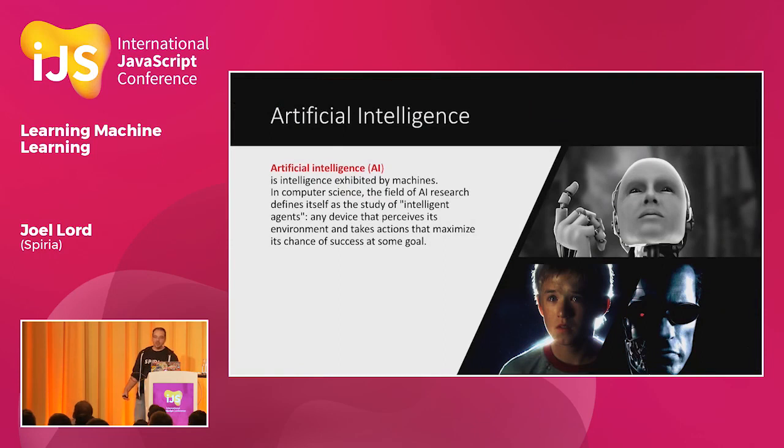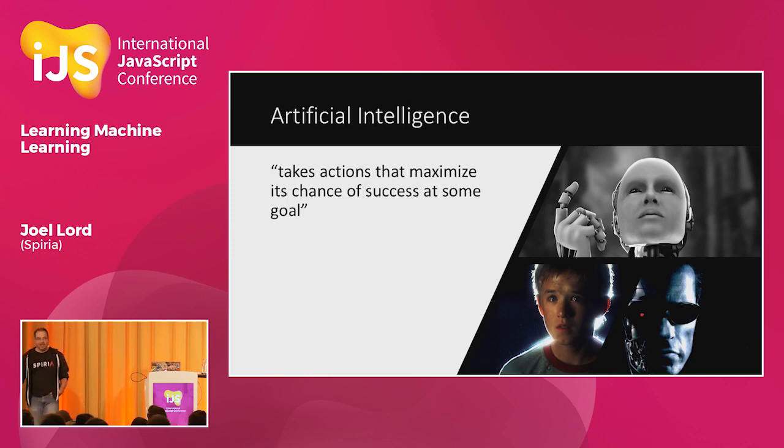Seriously though, what is artificial intelligence? So, by definition, artificial intelligence is intelligence exhibited by machines. In computer science, the field of AI research defines itself as the study of intelligent agents. So any device that perceives its environment and takes actions to maximize its chance of success at some goal, right? I like to put a little bit of emphasis on that last part. So taking action to maximize your chance at some goal, right? So artificial intelligence basically is just a series of rules that are applied to a system. And it will kind of give the user the impression that the system is smart.